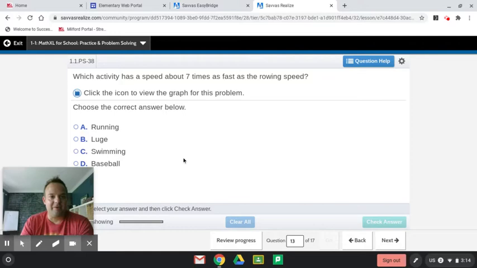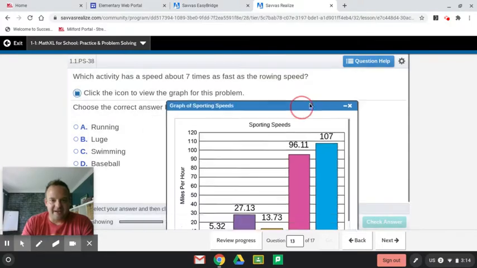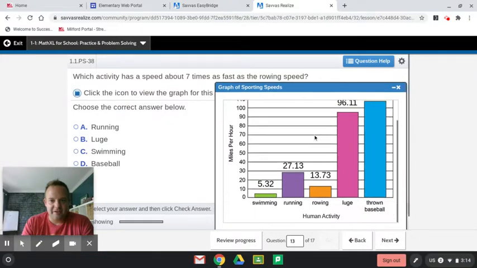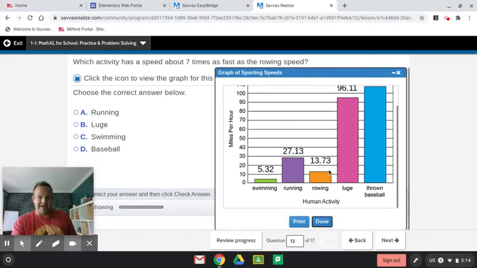Yeah. All right. Which activity has a speed about 7 times as fast as the rowing speed? All right. 7 times the speed of the rowing speed. So the rowing speed is right here at 13 and 73 hundredths.